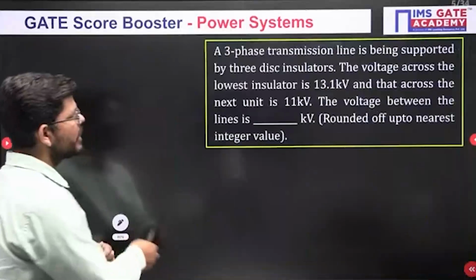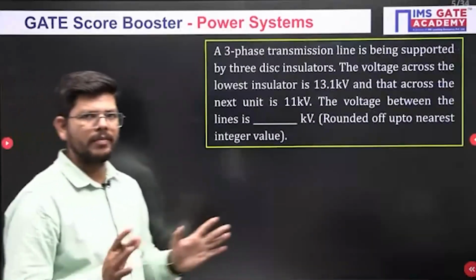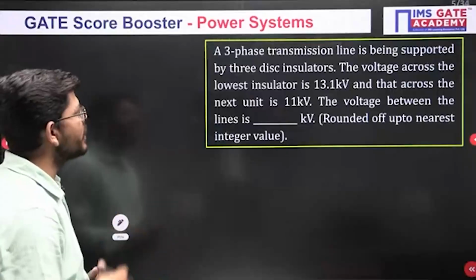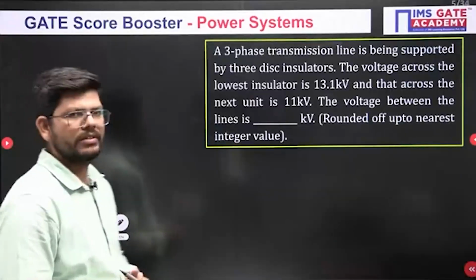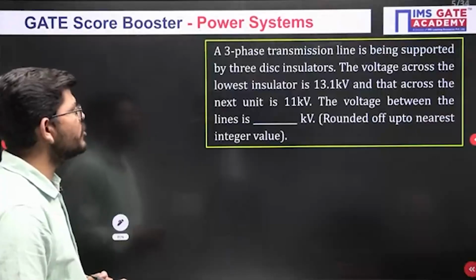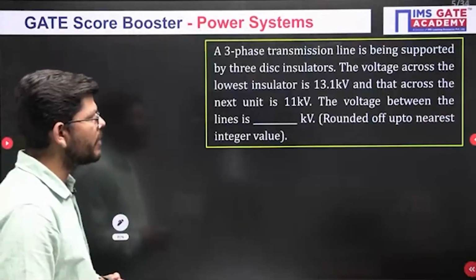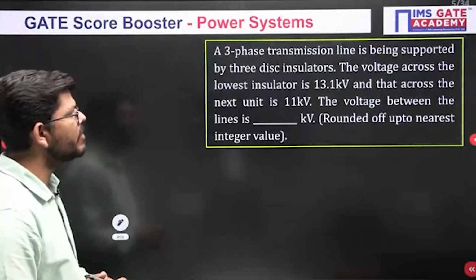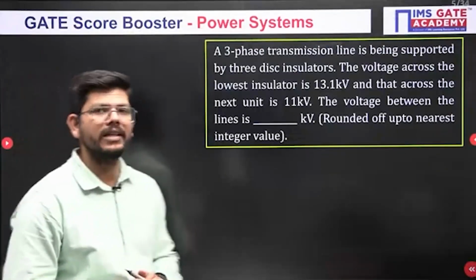So the next question is this one. Let me read it out. A three-phase transmission line is being supported by 3 disc insulators. Okay, the voltage across the lowest insulator is 13.1 kV and that across the next unit is 11 kV. Then what will be the voltage between the lines?